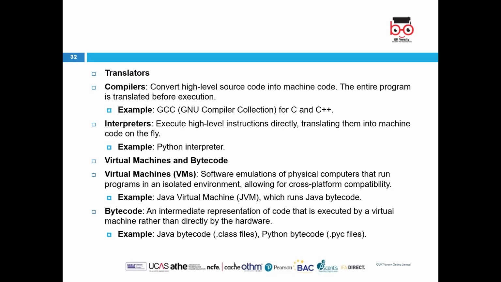Virtual machine and bytecode. A virtual machine is a software simulation of a physical computer that can run programs in an isolated environment. Bytecode, on the other hand, is an intermediate representation of the code that is executed by the virtual machine rather than directly by our hardware.